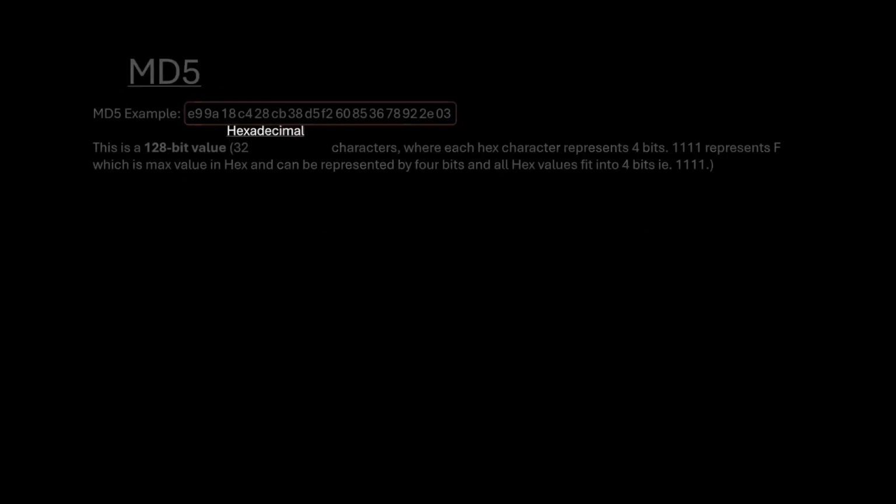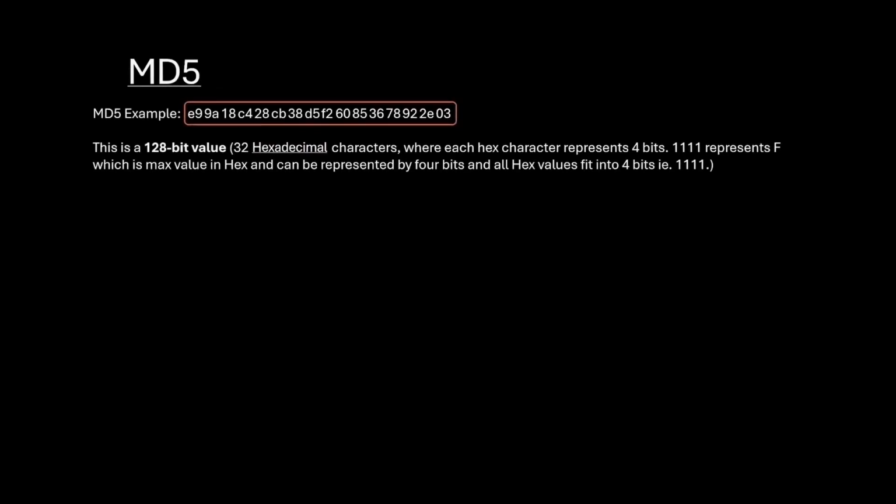Let's move back to MD5 now. The MD5 algorithm provides you a fixed 128-bit value of 32 hexadecimal characters for whatever string you provide. So it's a kind of compressor which compresses a large string into a 128-bit value or 32 hexadecimal characters.